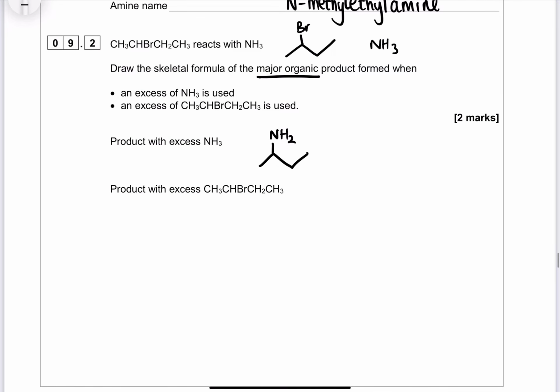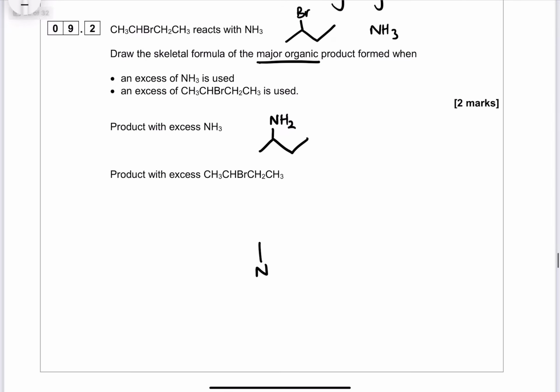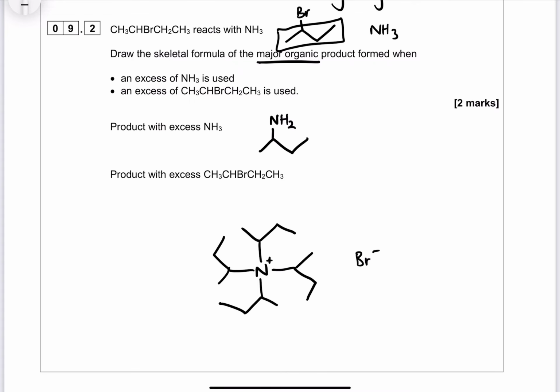So when you use excess of the halogenoalkane, the nitrogen becomes substituted until it forms a quaternary ammonium ion, and these sticks are going to attach to this part of the butane chain where the Br was. So we've got a 1 off one side and a 2 off the other side. So we're attaching that butyl via the second carbon to a quaternary ammonium salt, and we would get a floating Br- ion nearby.